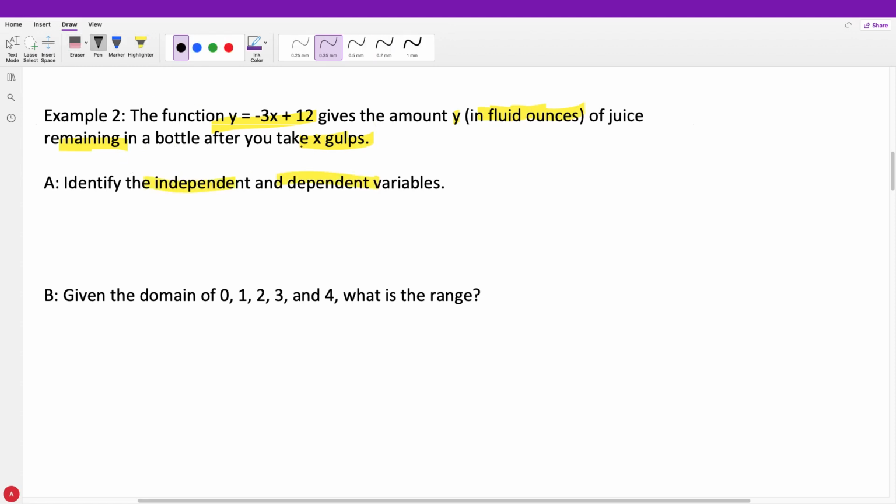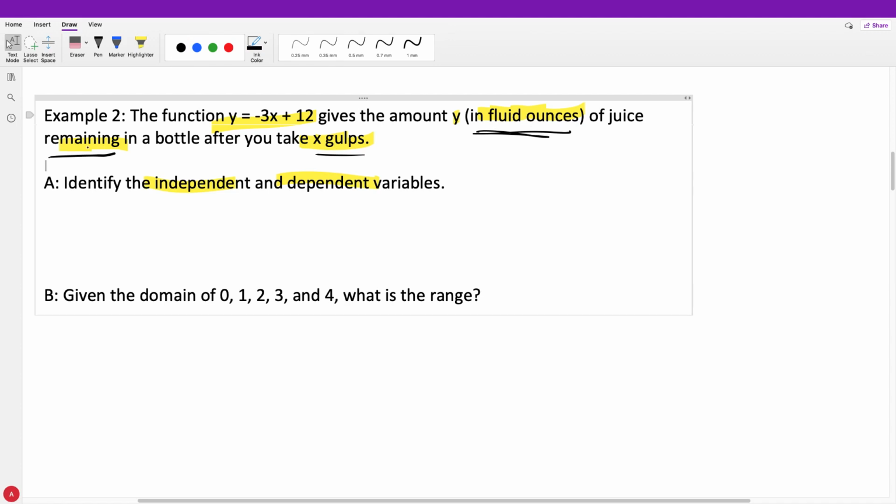They do tell us that x represents gulps and that y represents the number of fluid ounces that are remaining in the bottle. So it's telling us what it is right off the bat. But let's just talk about why. If you have a bottle of juice, you just bought it, and you haven't drunk anything yet, the bottle is still completely filled. If you start drinking from your bottle, that's going to lower the amount of juice that you still have in there. So you see how what you are drinking is affecting what is left in your bottle. Therefore, what's left in your bottle is dependent on how much you're drinking in each of your gulps.